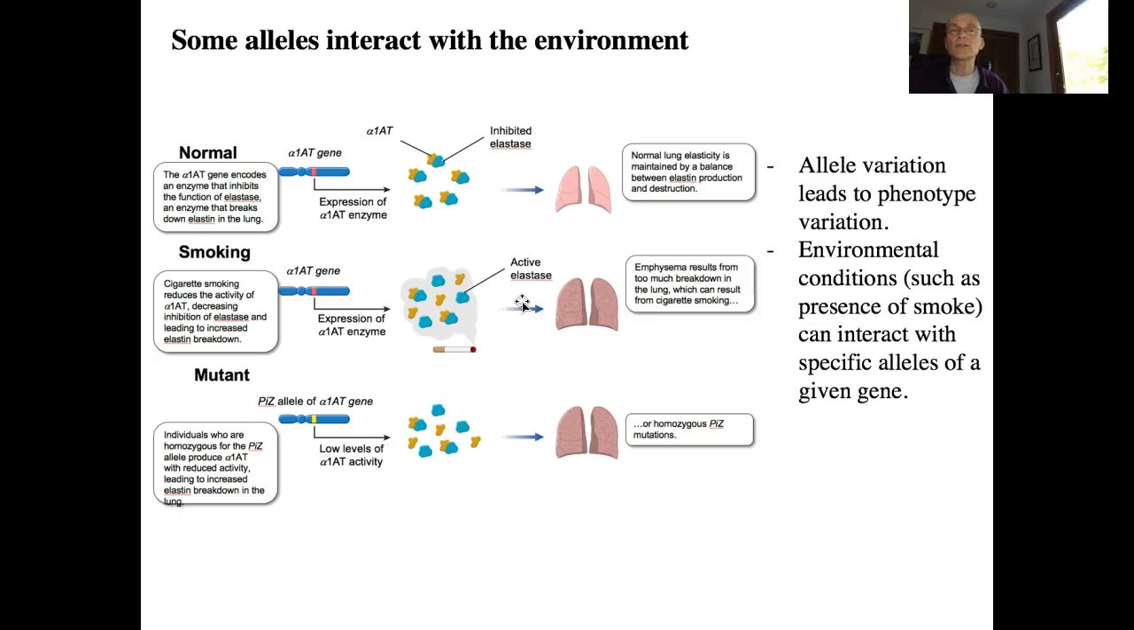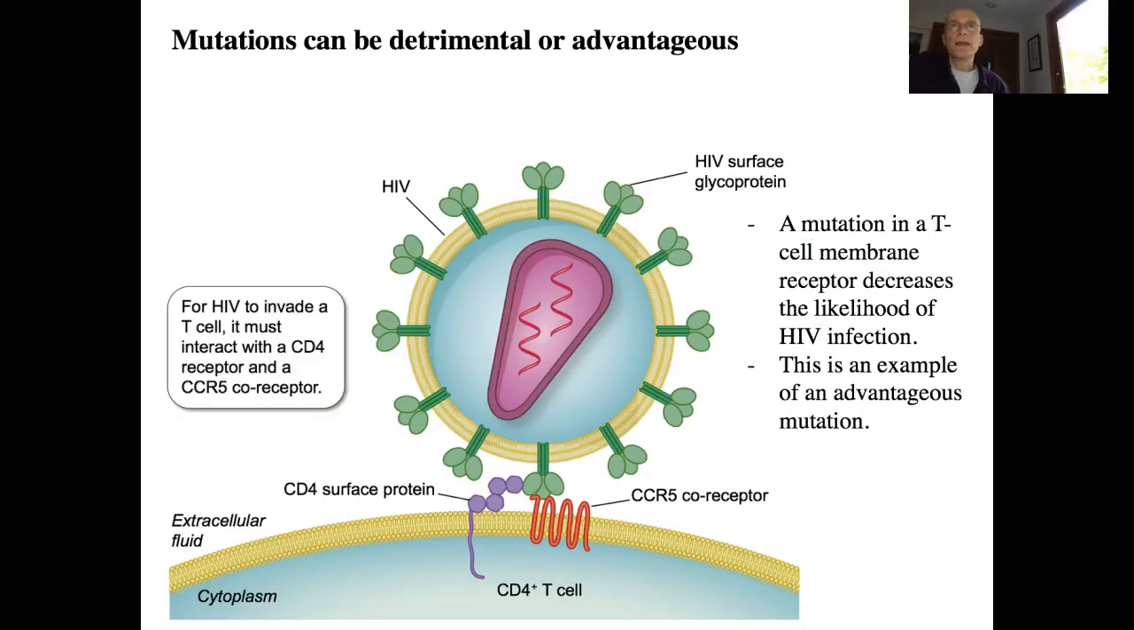So there's an interaction between a particular allele and the environment. Okay, and then there are mutations that can be advantageous. There is a particular allele that researchers have found on a particular type of cell that humans have in their bloodstream. Those are called T cells. T cells are important for helping with infections.